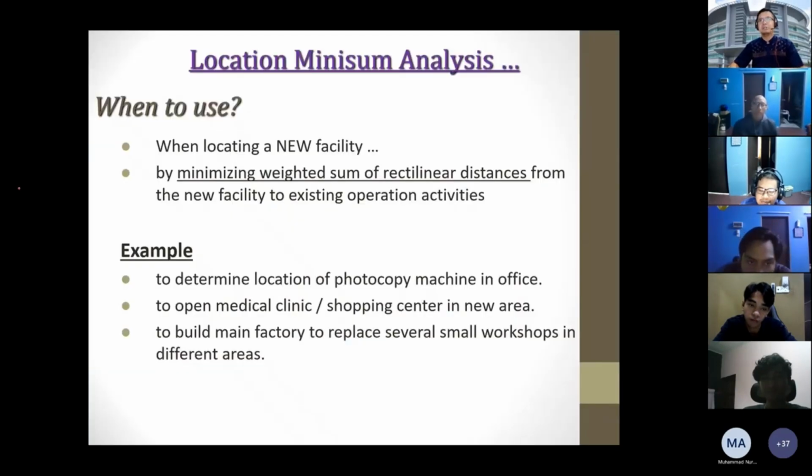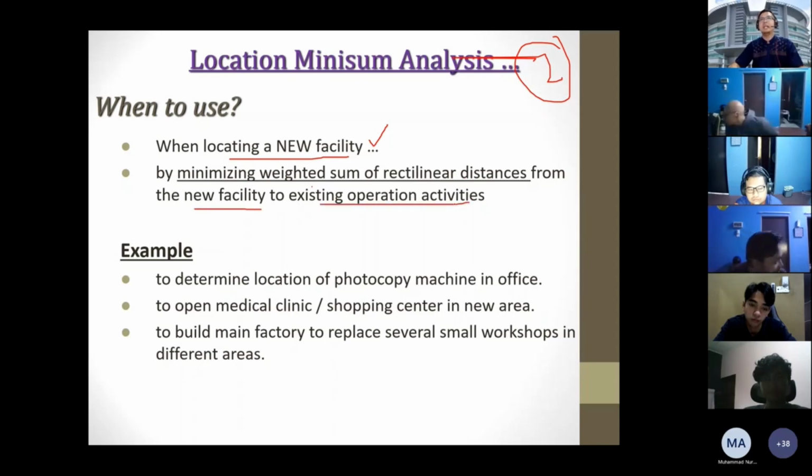Okay, so number 2, calculation. Mini sum analysis. Not minion, Doctor, I think chapter 2 is minion, but it's not minion, it's the mini sum model. When we want to use this mini sum analysis or mini sum method, we are locating new facilities by minimizing the weighted sum of rectilinear distance from the new facilities to the existing operation activities. So this is how important it is when we want to use this mini sum analysis.